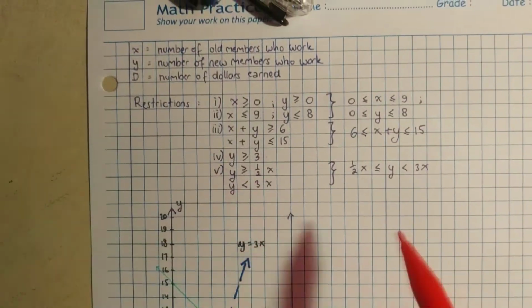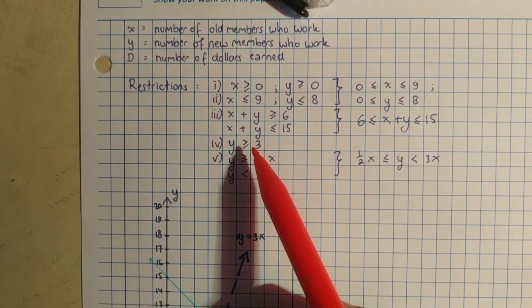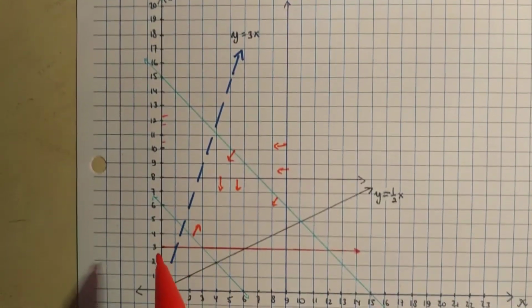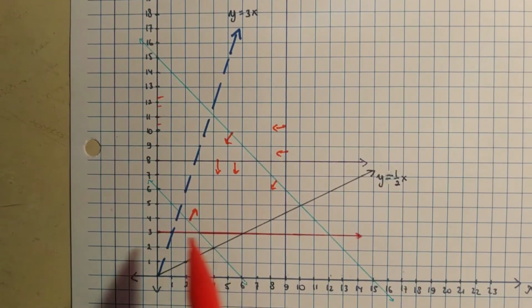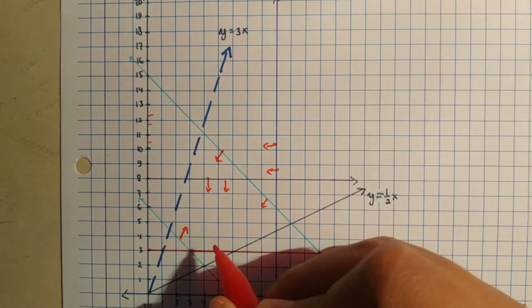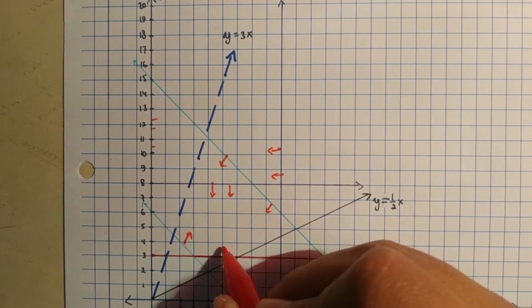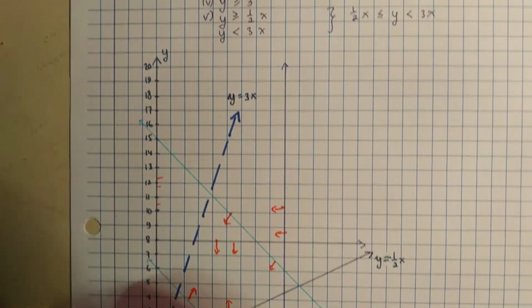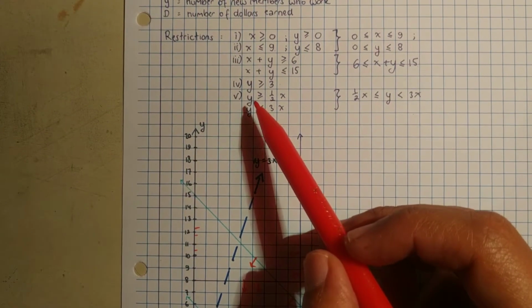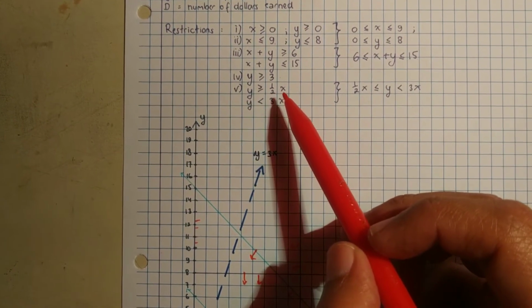And then y is greater than or equal to 3. So y equals 3, this red line. Since it is greater than, it means it is above. You shade above, right? And next, y is greater than or equal to half x.